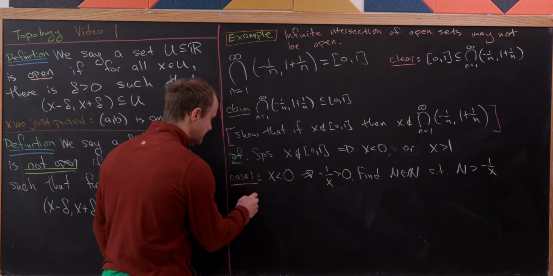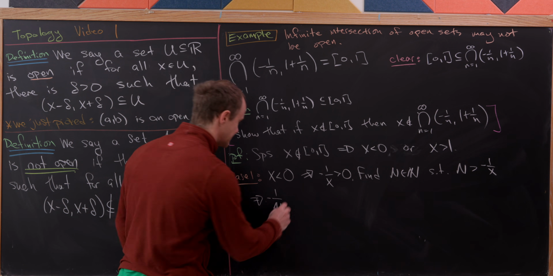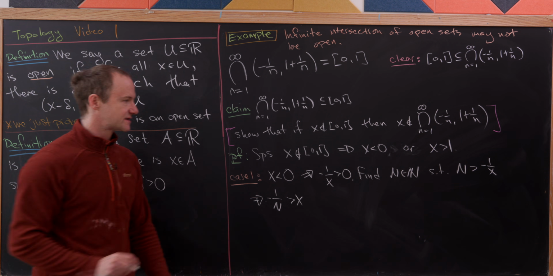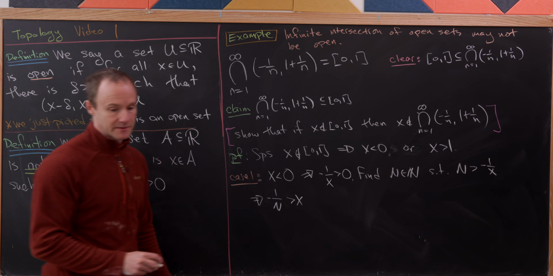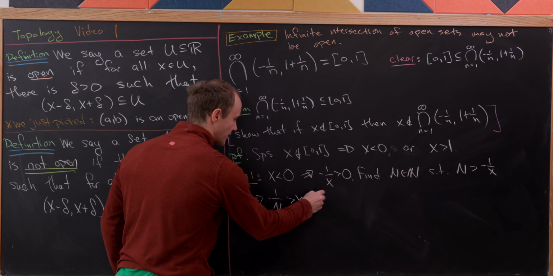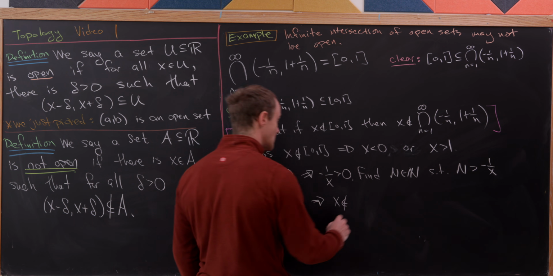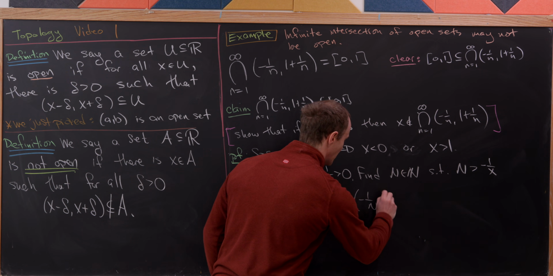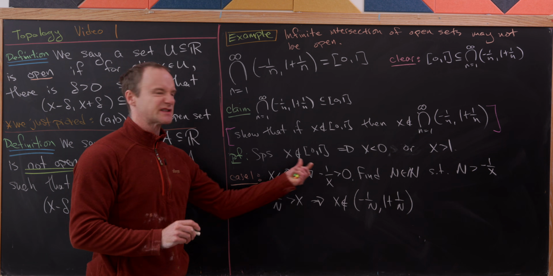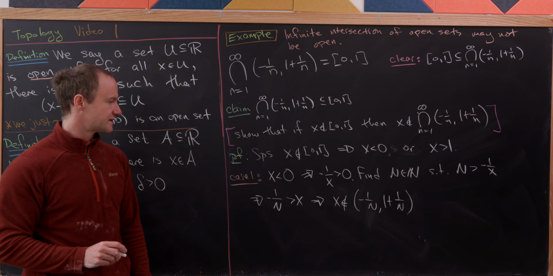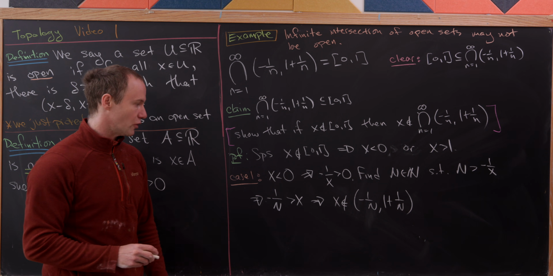But then moving some things around, we see that minus 1 over n is in fact bigger than x. Again, that's just by reciprocating and negating. But if minus 1 over n is bigger than x, then that means that x cannot be in the set from minus 1 over n to 1 plus 1 over n. That's because it's smaller than the left-hand endpoint. But then if it's smaller than the left-hand endpoint, it is not on that open interval.